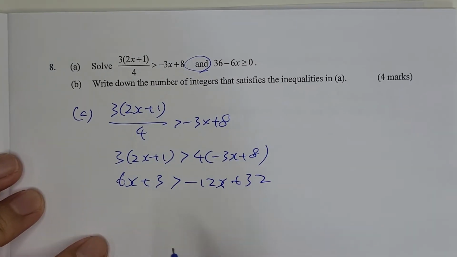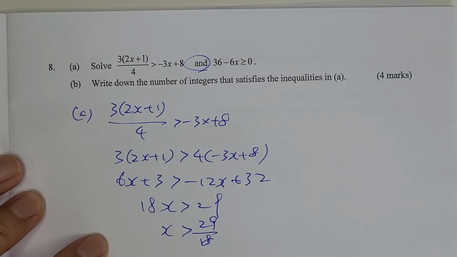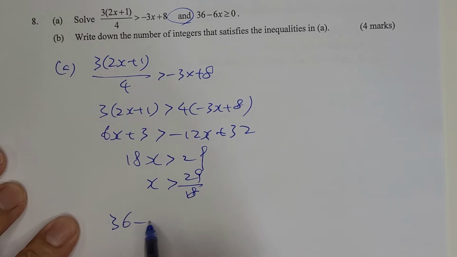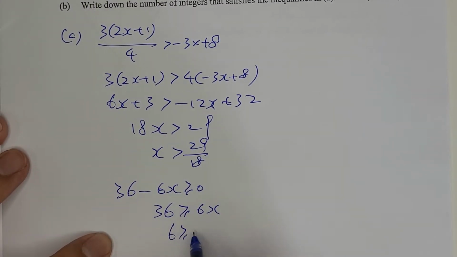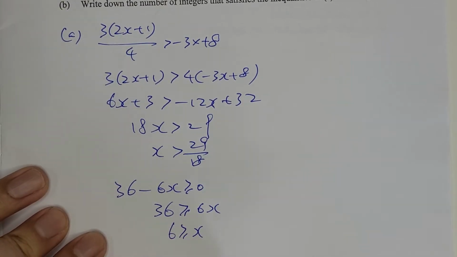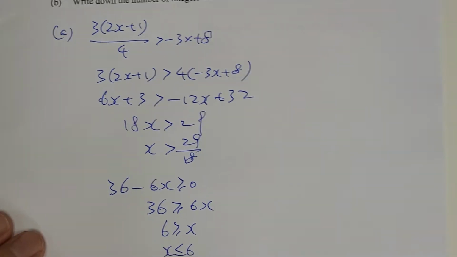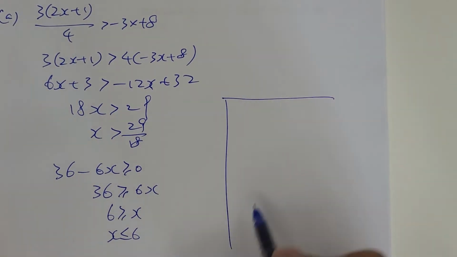And then 18x greater than 29. So x is greater than 29 over 18. And the second inequality, 36 minus 6x greater than or equal to 0. So 36 greater than or equal to 6x. Both sides divided by positive 6. So 6 greater than or equal to x. And now you want to swap these two, right? So x is less than or equal to 6. Okay, go to the final step, that is you need to combine these two solutions. Okay, go to the rough work.